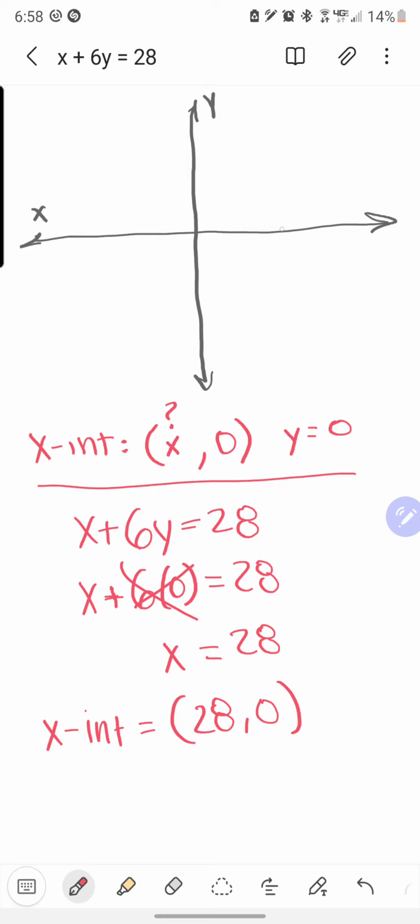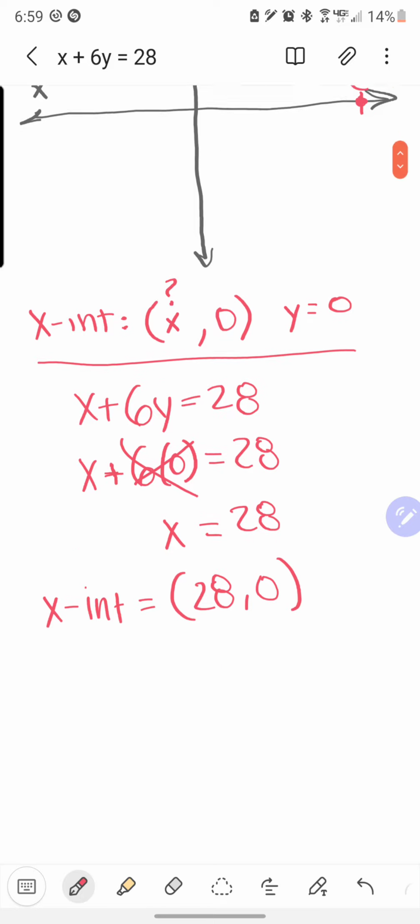Now we can graph the x-intercept. We're going to put it all the way over here. For those who don't know, any value that lies on this end is a negative for the x, and anything that lies over here is a positive. So this one's a positive, so we're going to put it all the way over here. Mark it with a little dot, and then put 28, 0. Now we have our x-intercept.